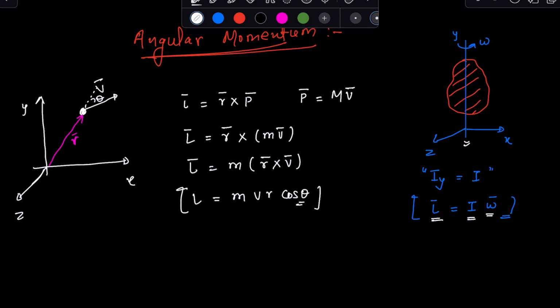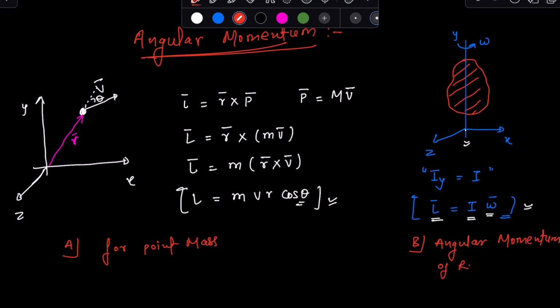Okay, now this formula, of course we can derive with the help of this as well. You can take a point somewhere, and then you can take the r vector, then you can find the velocity vector, and with the help of that you can find the angular momentum. So these are two formulas. This is the first formula, which you can use for a point mass. This is how we define the angular momentum of the point mass, and then we have the angular momentum of a rigid body in rotational motion.